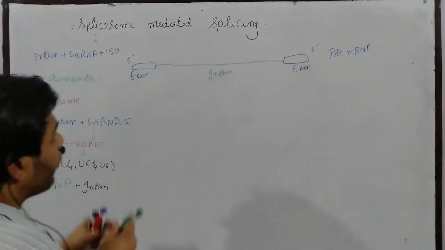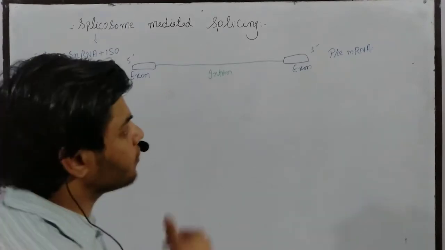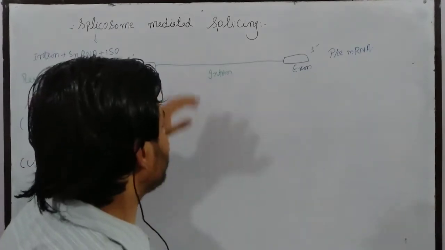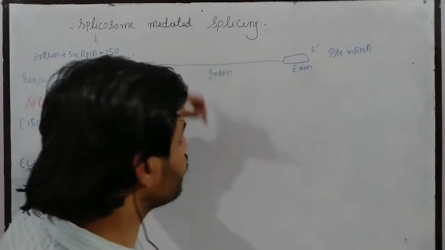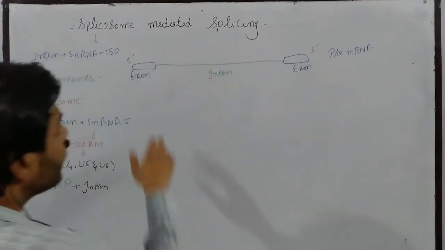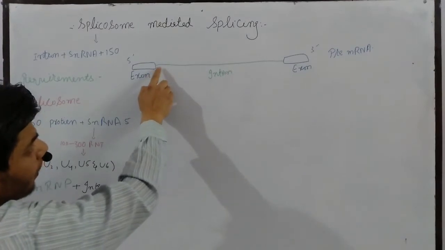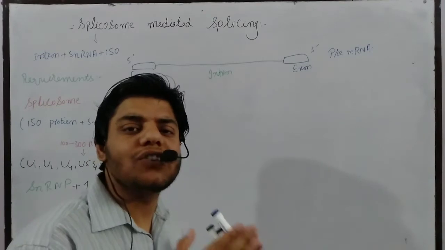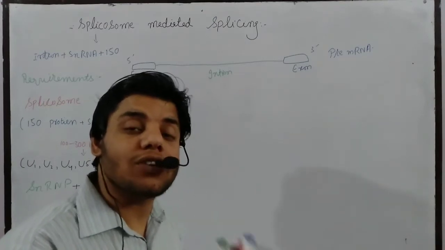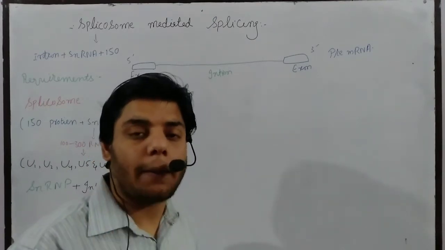All of you should know that exons are the coding regions which take part in protein synthesis, and introns are the non-coding regions which don't take part in protein synthesis, so they should be removed or cleaved out. Between the exon and intron there is a specific sequence, GU, which is called the 5' splicing site.